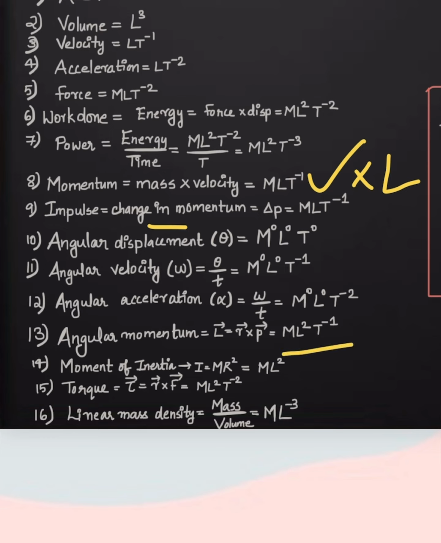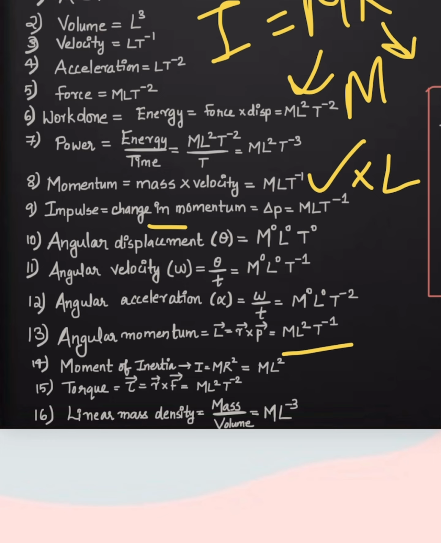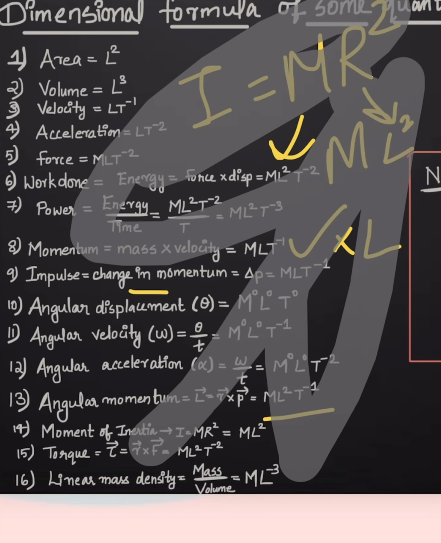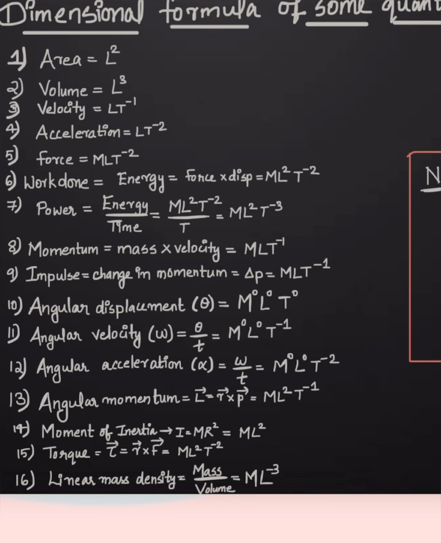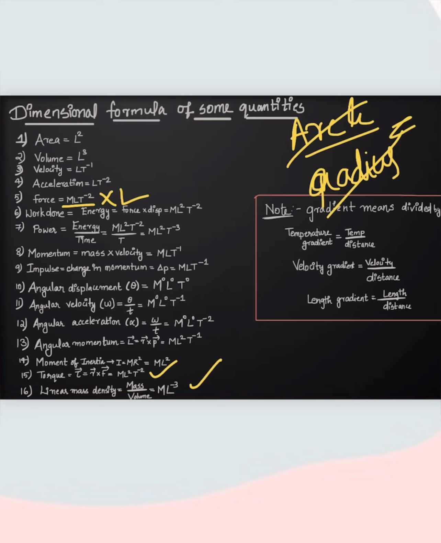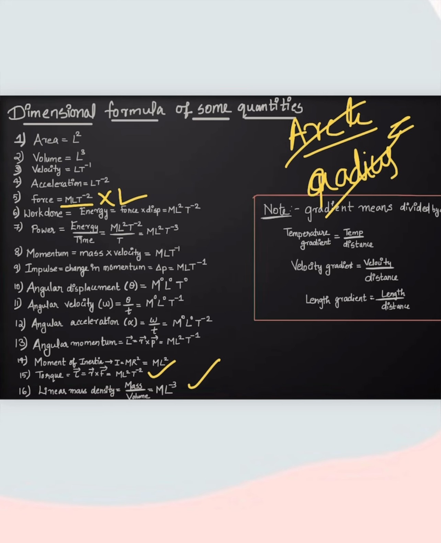And for moment of inertia, I is equal to M into perpendicular distance square, right? So M mass, R is L square, okay, ML square. Torque is equal to R cross F. That is R is the perpendicular distance and F is the force. That is for force MLT raised to minus 2 into perpendicular distance L, that is ML square T raised to minus 2. Linear mass density is equal to mass divided by volume, that is mass divided by volume means L cube, that is ML raised to minus 3.